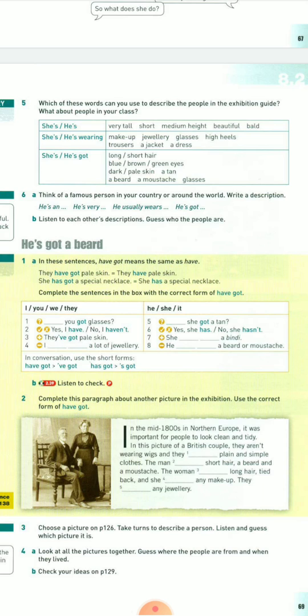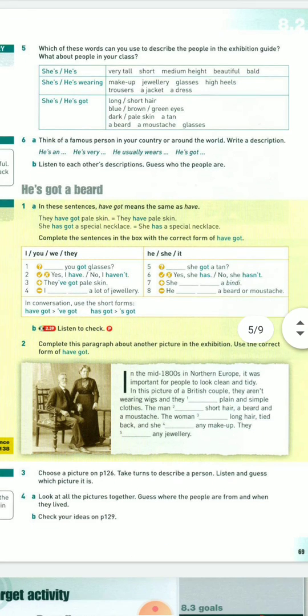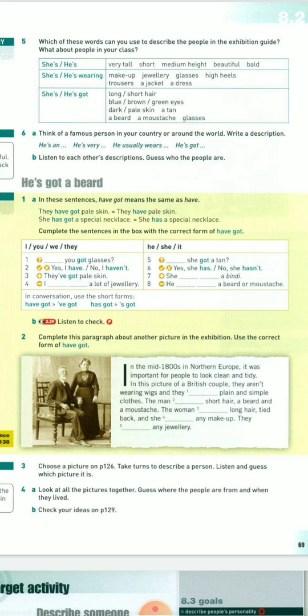They have got pale skin. They have pale skin. She has got a special necklace. She has a special necklace. Let's complete the activity. Pause the video and complete. Did you? Okay, so now let's check.